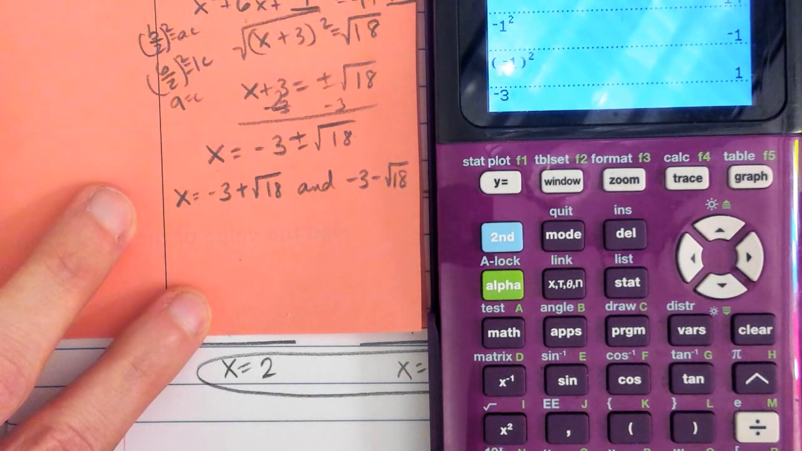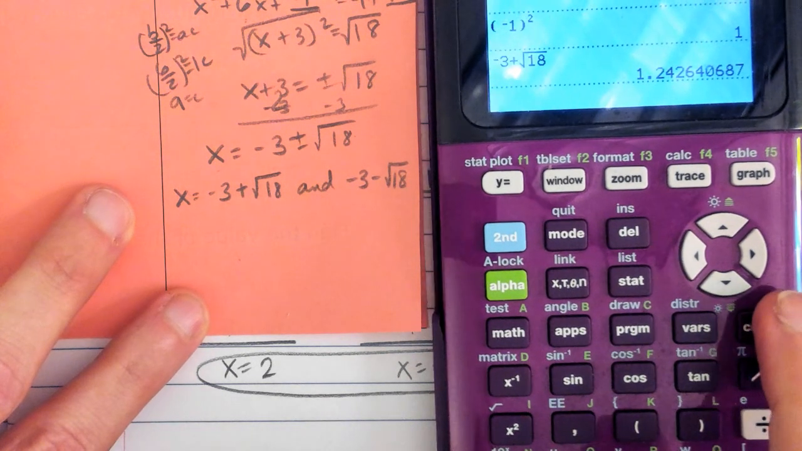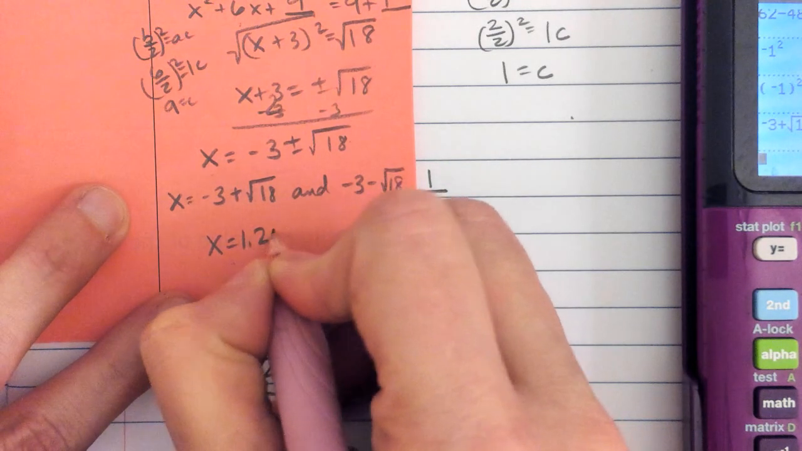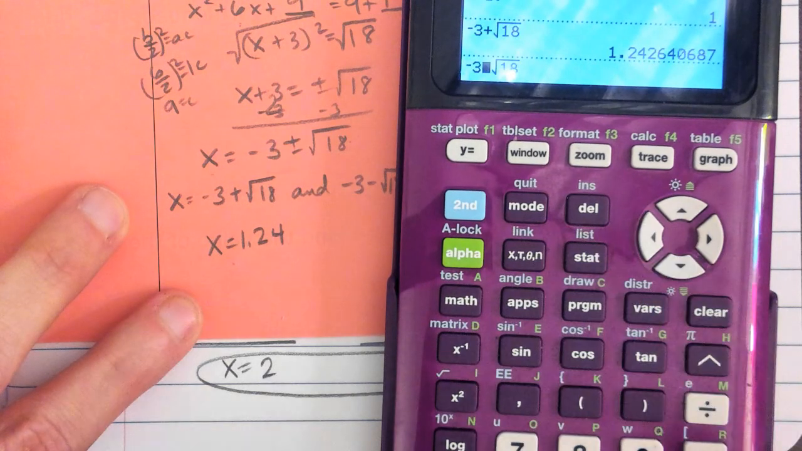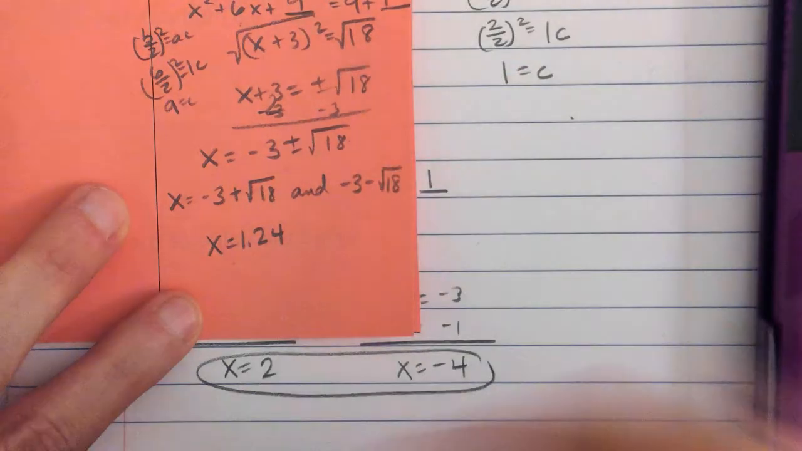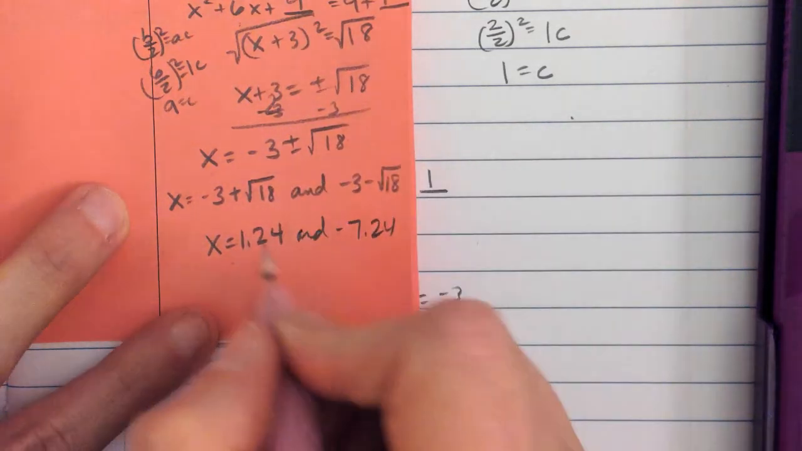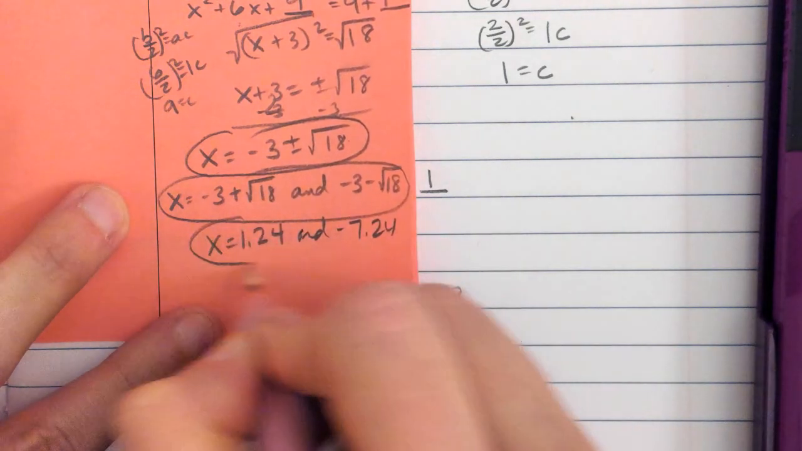So negative 3 plus the square root of 18 is 1.24. And negative 3 minus the square root of 18 is negative 7.24. All three of these answers are acceptable and they are equivalent.